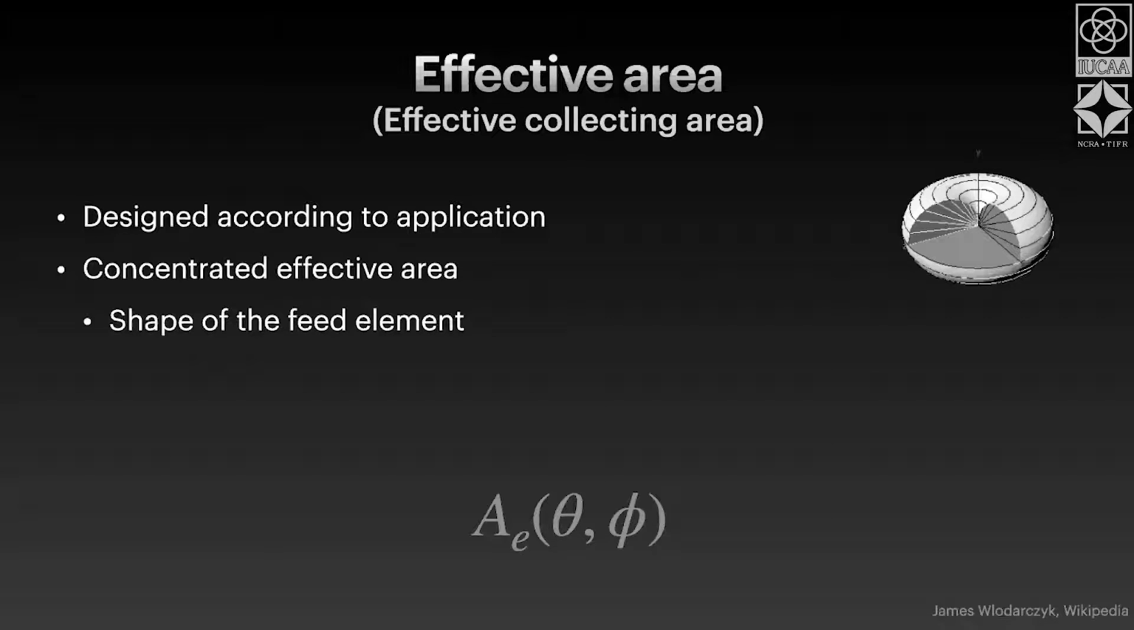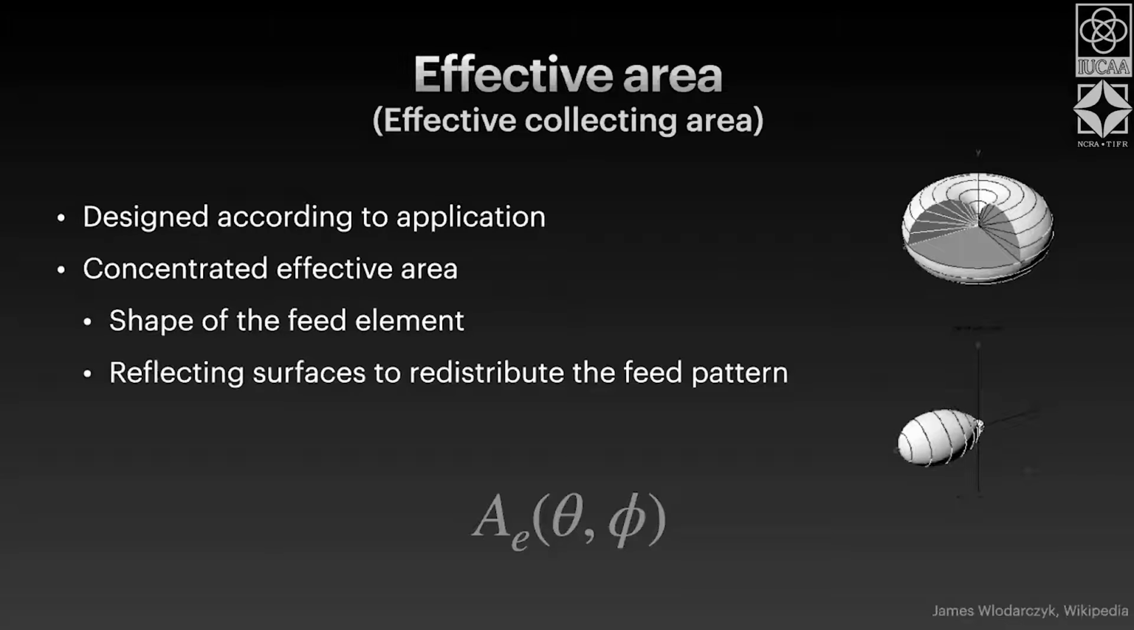Now, this effective area is dependent on the shape of the feed element, and once that is set, we could always change or redistribute this effective area by having reflecting surfaces like a horn or a reflecting dish and so on.